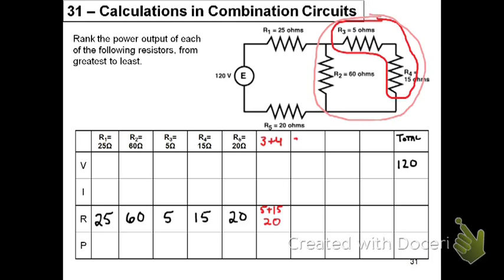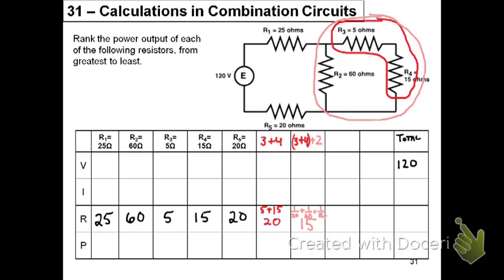Our next step would be combining resistors 3 and 4 that are in series with resistor 2 that is now in parallel. So essentially we have a 20 ohm resistor in parallel with a 60 ohm resistor. In order to find the equivalent resistance of that, we're going to find 1 over 20 plus 1 over 60 equals 1 over RT, or the total resistance. And we see that that total resistance of resistors 2, 3, and 4 is equivalent to 15.